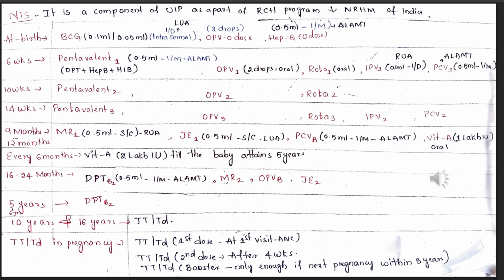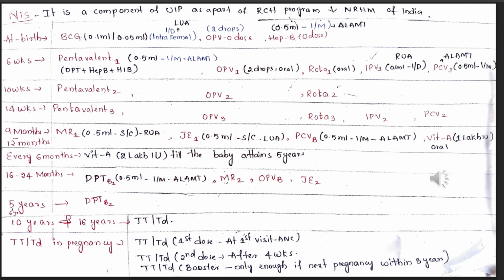The next is OPV first dose, oral polio vaccine, 2 drops orally. The other vaccine at 6 weeks is rotavirus first dose, Rota 1, also given orally. If we are giving Rotavac, we give 5 drops orally. If we are not giving rotavirus vaccine at 6 weeks, we can give within 1 year.